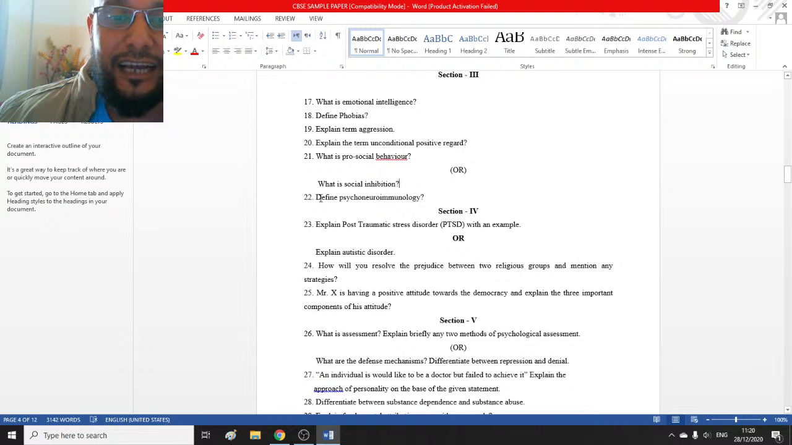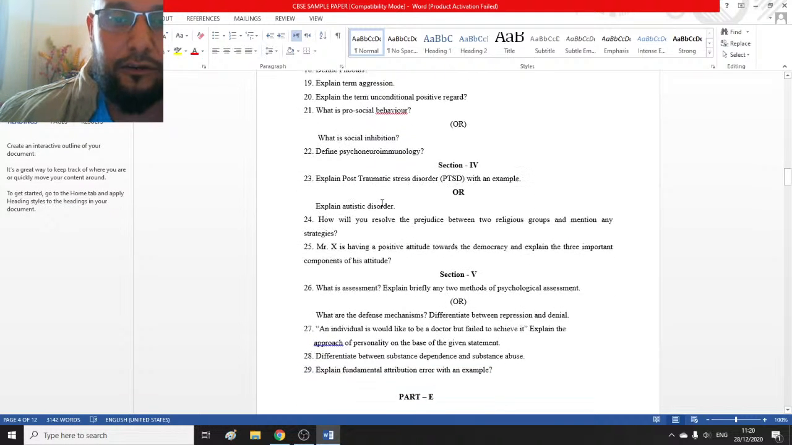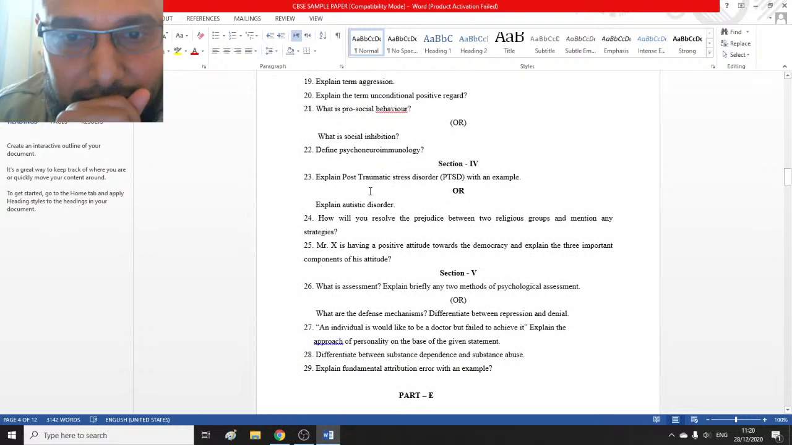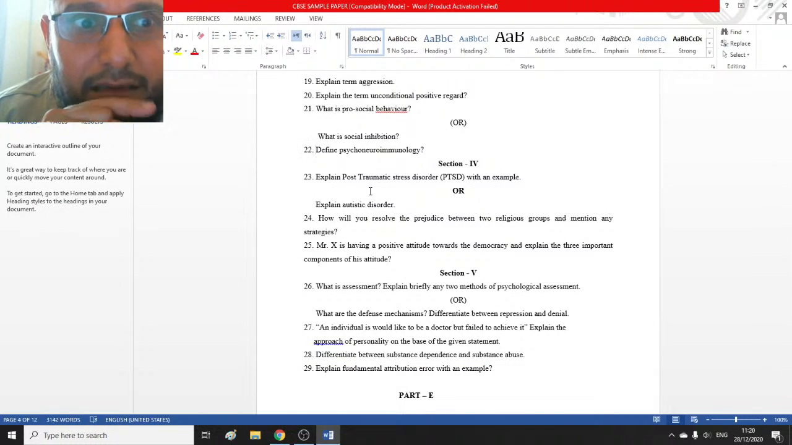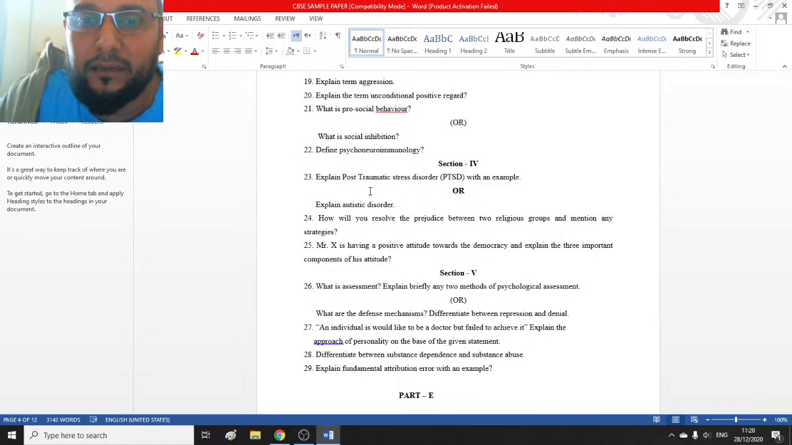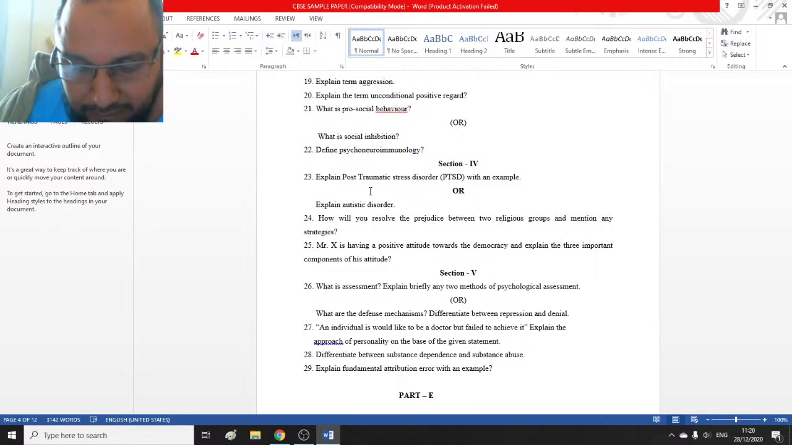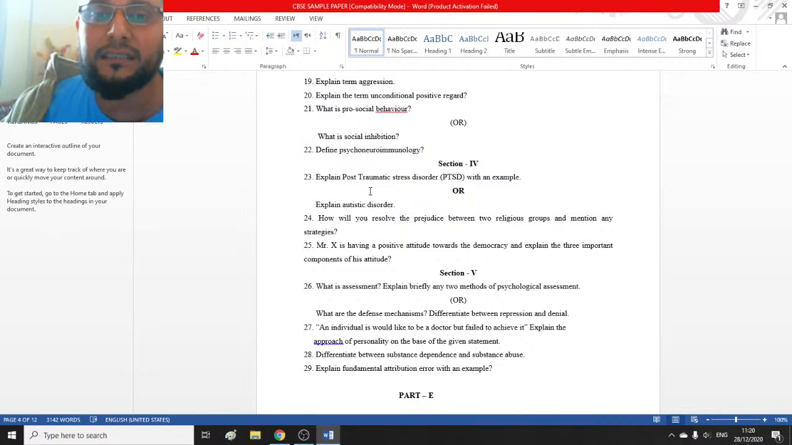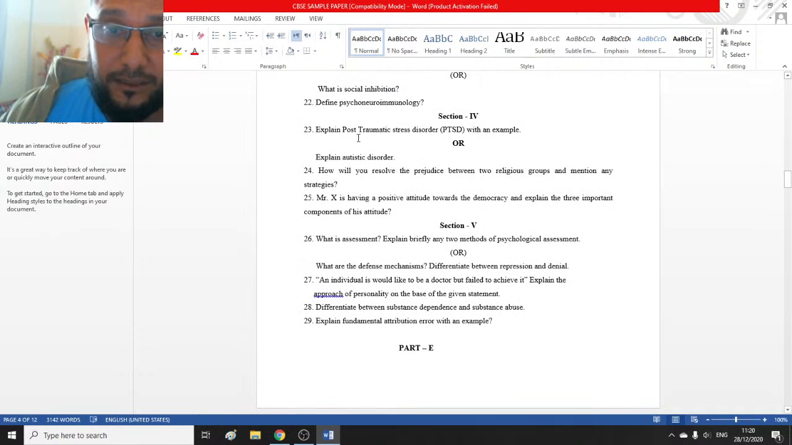Now, define psychoneuroimmunology. You see, psychoneuroimmunology is a science, a branch of study. It deals with the links between the mind, brain, and immune system. That is the first statement you need to answer. The second one, it studies the influence or impact of stress on the human immune system. Now, let us go to section 4, my children.